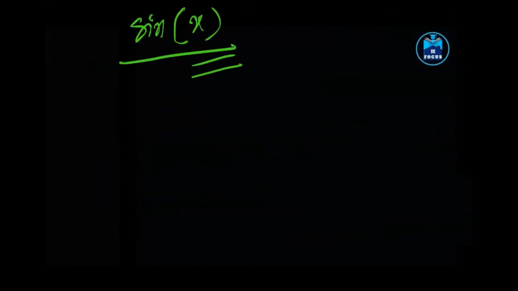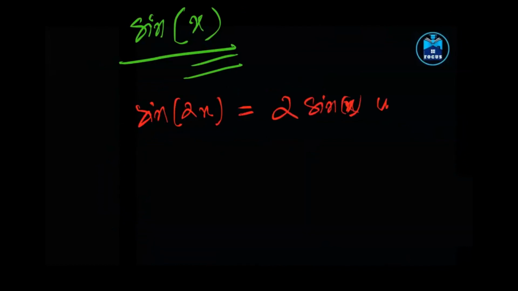For example, there is a very important formula of sin x family. I like to call it sin x famous formula. And the formula is of this format. Sin 2x equals to 2 sin x cos x. Right? This is something I can surely say that you must have already seen in your class 12th maths. Right? Sin 2x equals to 2 sin x cos x.